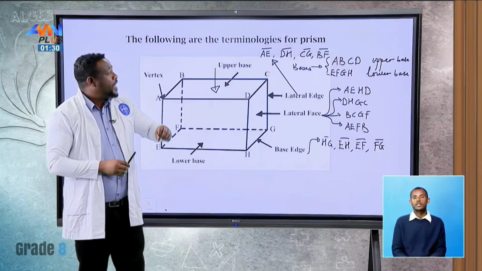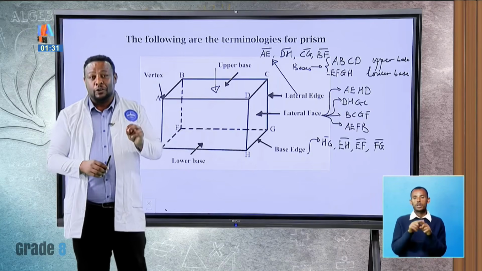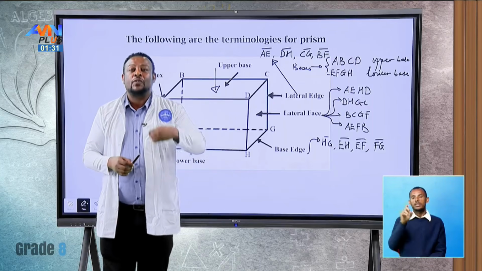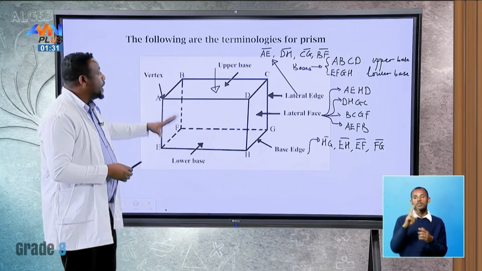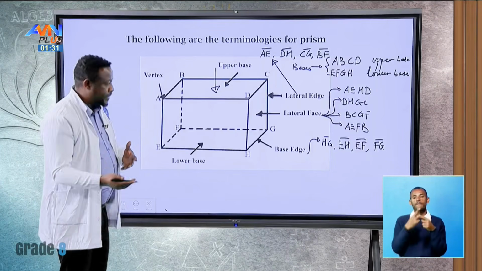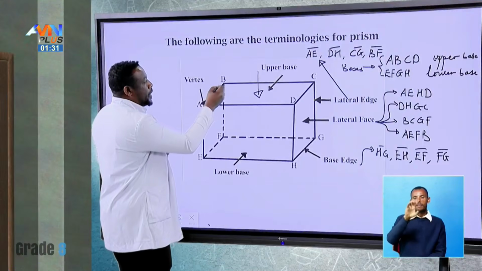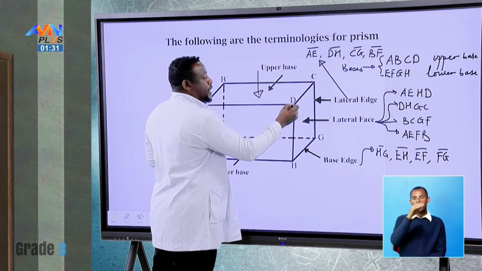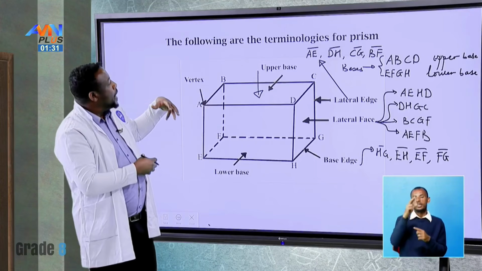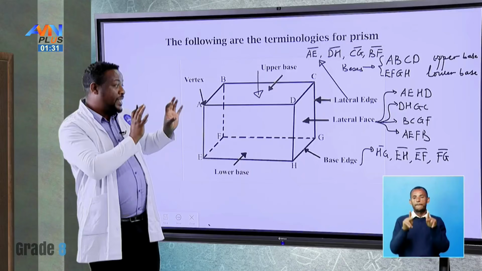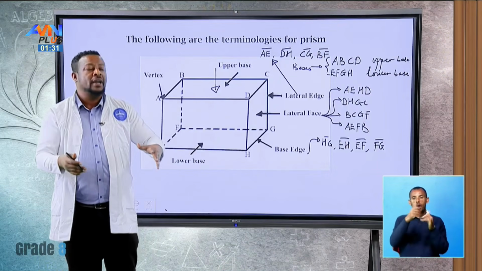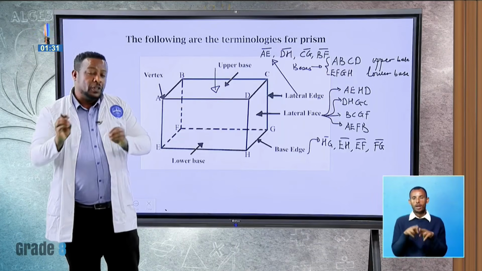The last terminology that you need to know here is the vertex. Vertices is the plural form of a vertex. In this solid figure, we have 8 vertices. So A, B, C, D. These sharp corners are the vertices of this prism. So you can see all the vertices. So totally, if you are asked to mention the number of vertices for a rectangular prism, you need to say 8.